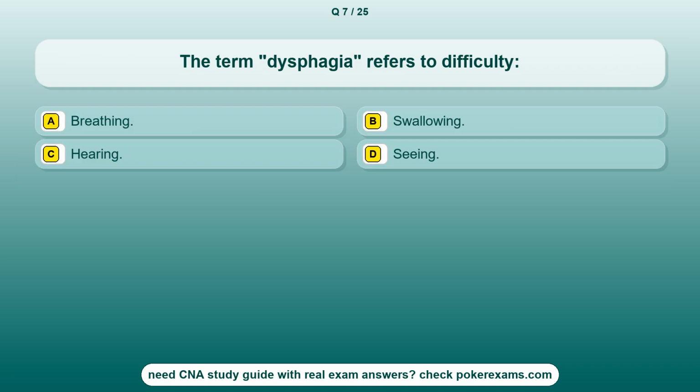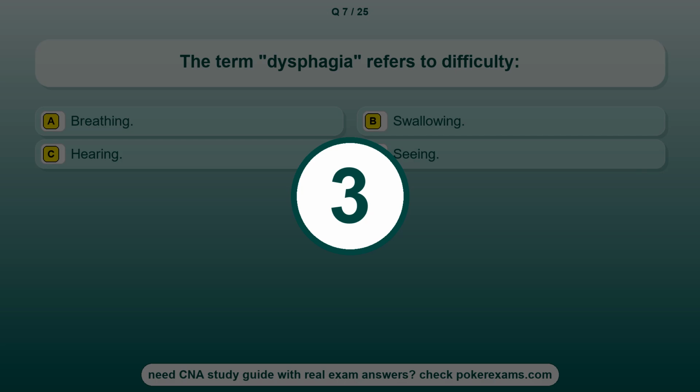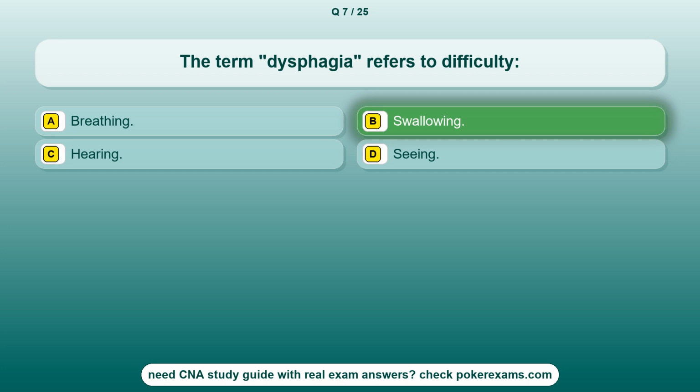Question 7. The term dysphagia refers to difficulty. Option A, breathing. Option B, swallowing. Option C, hearing. Option D, seeing. The correct answer is option B, swallowing.